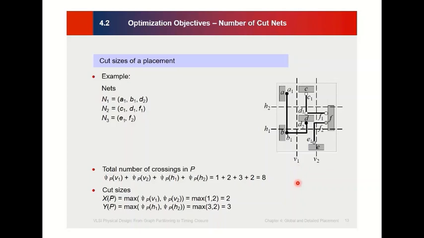In this example, the same nets, N1, N2, and N3. If we split our floor plan, our chip area, into 9 blocks, 1, 2, 3, 4, 5, 6, 7, 8, 9, by having 2 vertical cuts, V1 and V2, and 2 horizontal cuts H1 and H2.